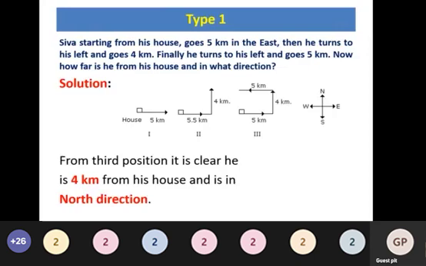As far as the solution is concerned, he goes 5 kilometers to the east. Then he turns to his left and goes 4 kilometers. Finally, he turns to his left and goes 5 kilometers. Now, how far is he from the house and in what direction? If you see the solution from the third position, it is clear he is 4 kilometers from his house in the north direction. So this is quite a simple example, and you can very easily find the answer.